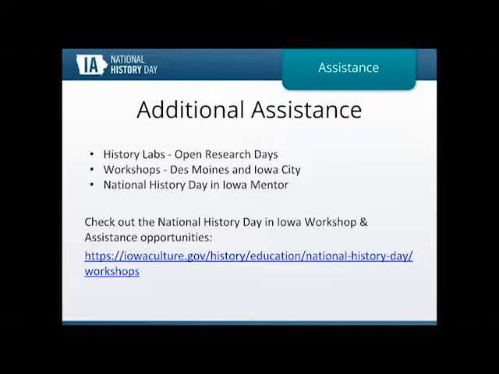We do have 2 workshop opportunities this fall. There's a workshop in Des Moines, Saturday, November 17th, and one in Iowa City on Saturday, December 8th. So please take advantage of these workshops. We will have History Day mentors at these workshops to help with research or building your category or your project. And finally, we do have a program called National History Day in Iowa Mentor. So you can actually register to work with a mentor on your research, whether you need some advice with your thesis statement or need someone to help check out your exhibit labels. I would highly advise that you sign up to work with a mentor. And these are all free opportunities for you.